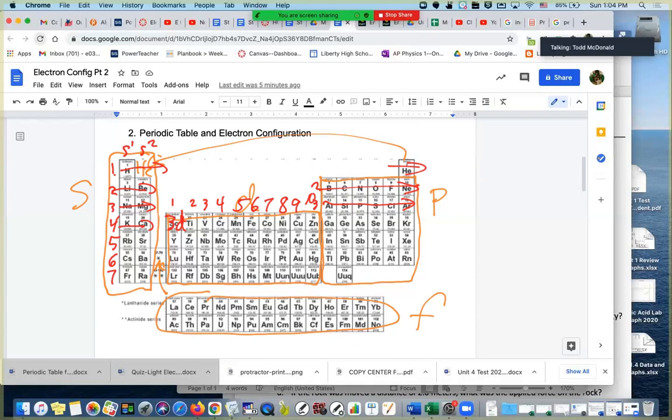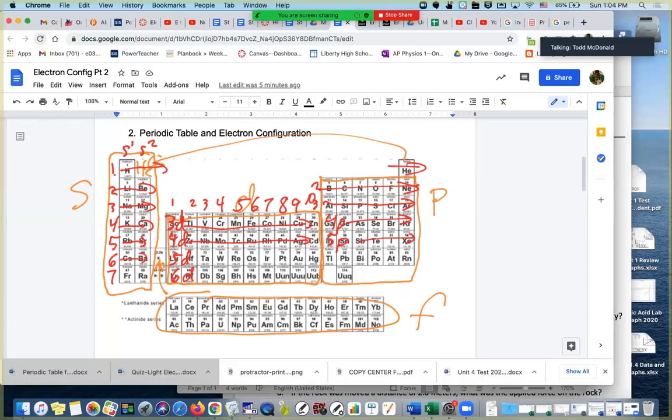Then the next row down, that's 4d, 5d, and 6d. So if we're filling up electrons after 4s, we go 3d, and then we go back. This is 4p, we fill that out. And then 5s, and then 4d is filled out, and then we get to 5p, and then we move on to 6s.